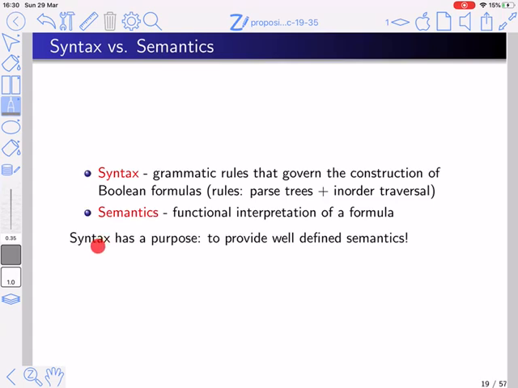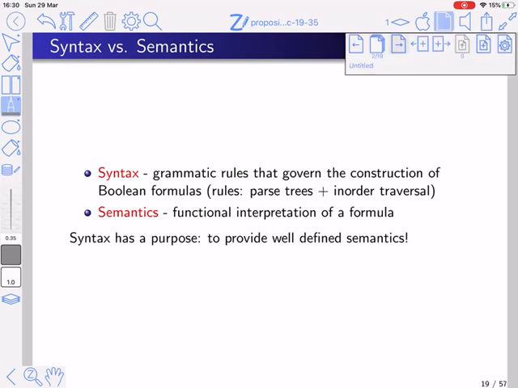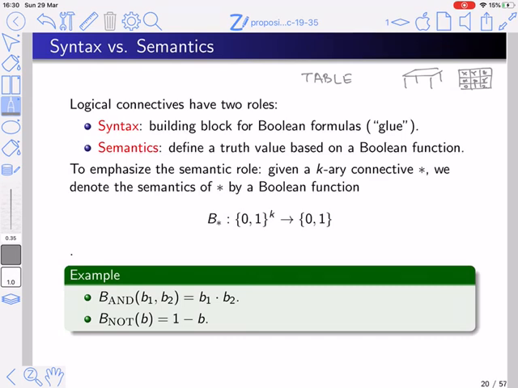Now, the whole point in using syntax is that it helps us provide well-defined semantics. Namely, our goal is, given a formula, to define a Boolean function that this formula represents. Now, we need to assign semantics to logical connectives. Okay? Let me give you the following example.